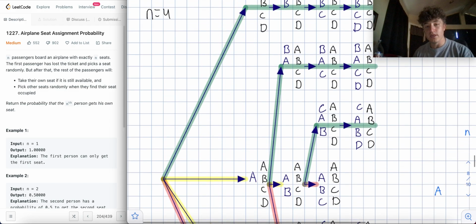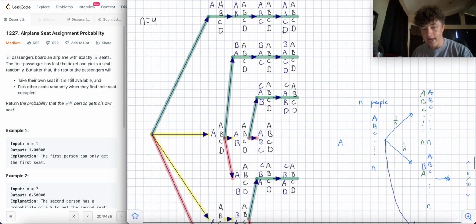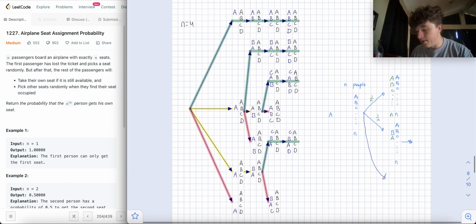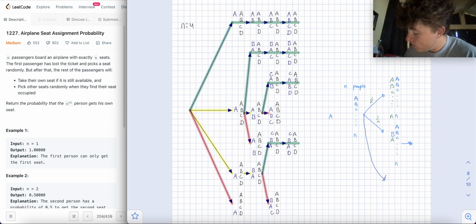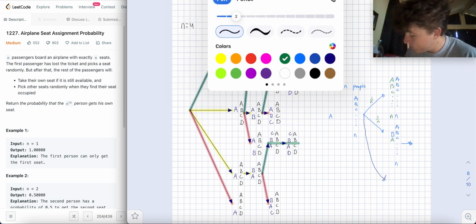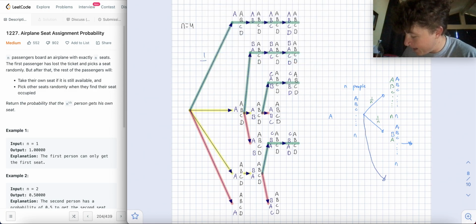Now let's think about what the consequences are of each of these things. The first 2 easiest ones to understand are the red and the green lines, because if A chooses A, then we're good thereafter. B isn't going to choose at random. B is going to see its seat open and pick it. C is going to see its seat open and pick it. D is going to see that its seat is open and pick it. So this happens with 1 over n probability, in this example 4, so 1/4 of the time.